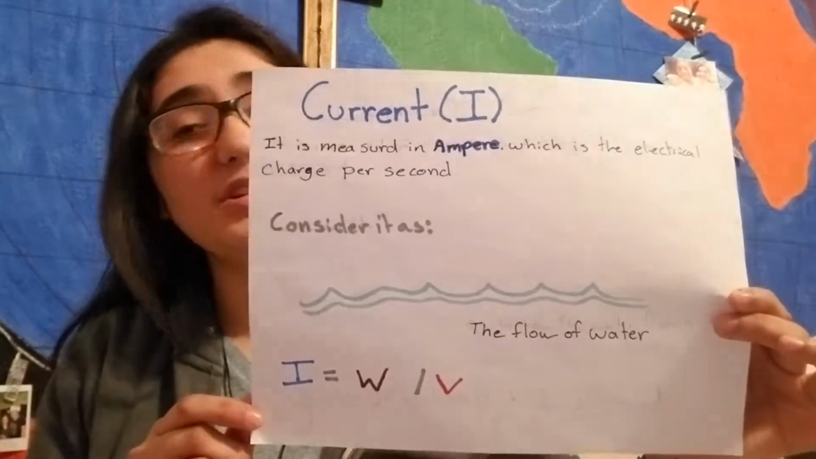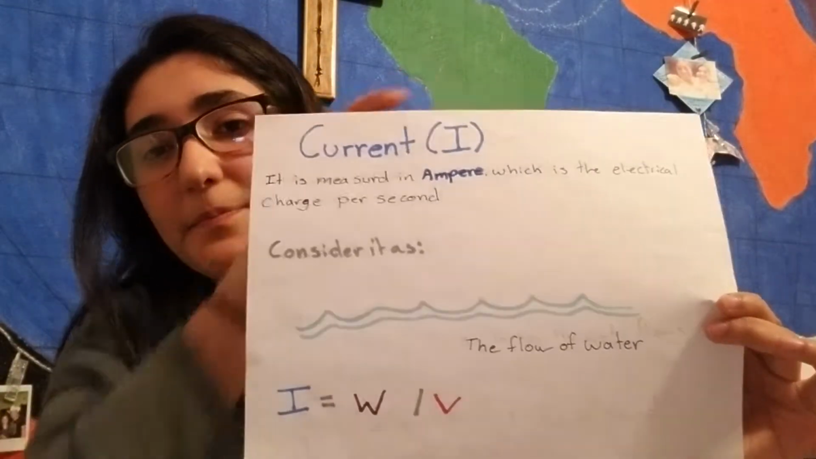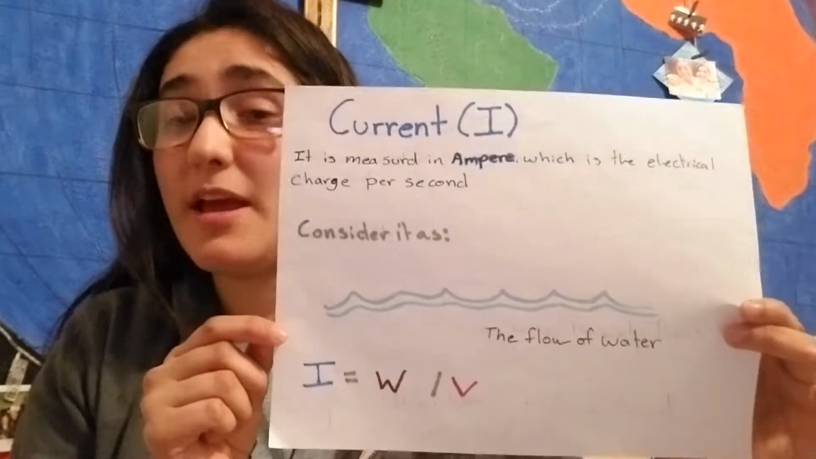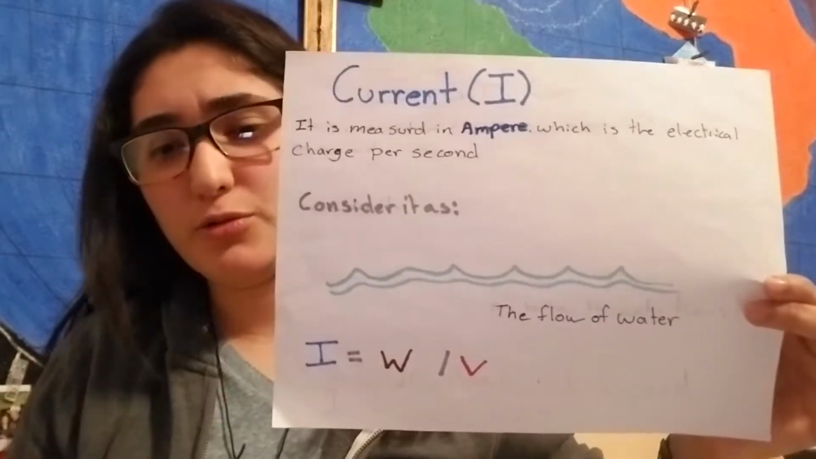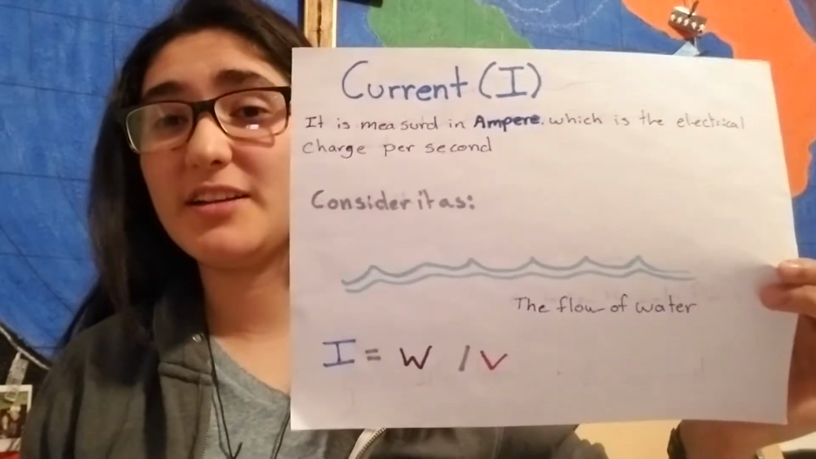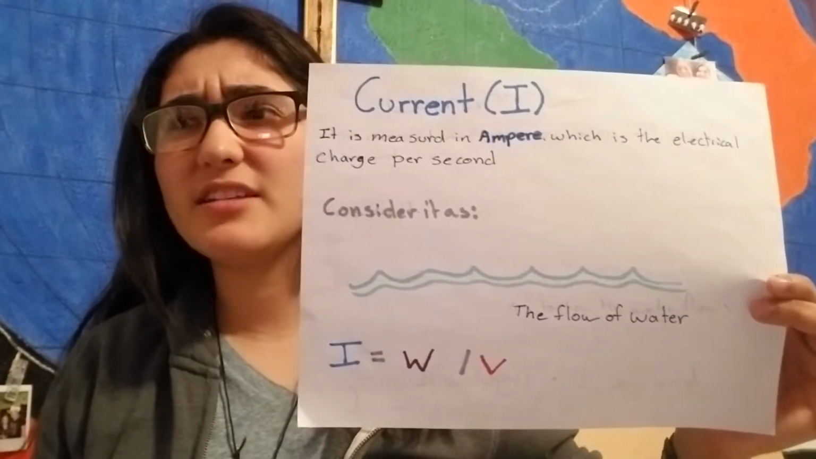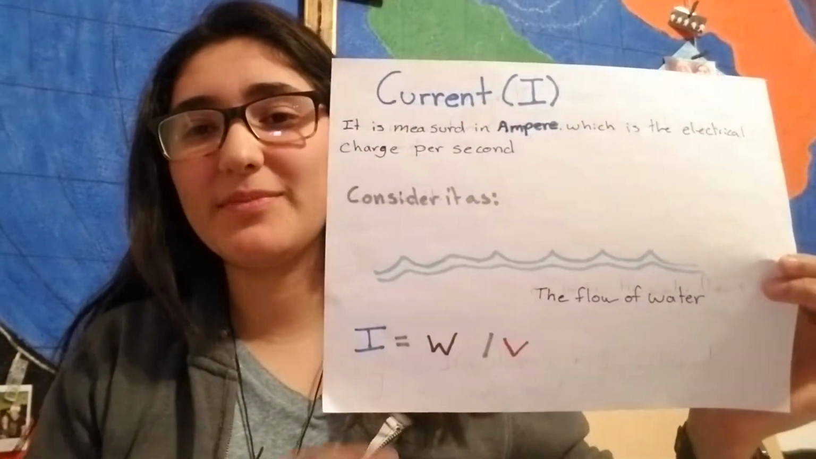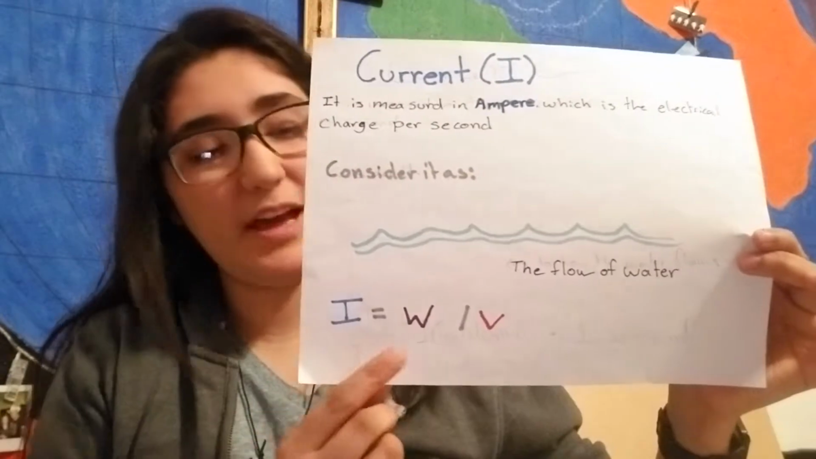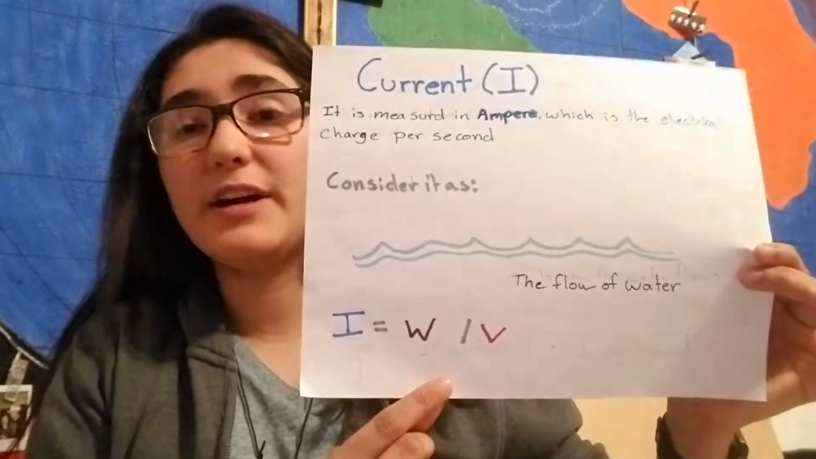Next up is current, which is represented by the letter I, and it is measured in amperes, which is the electrical charge per 1 second. Consider it as the flow of water. We can find a current by having our watts, or power, divided by our voltage.